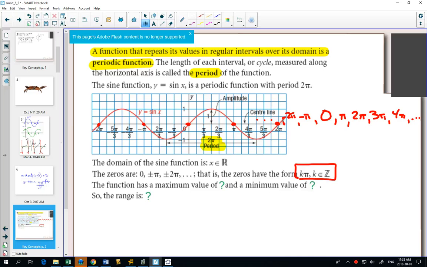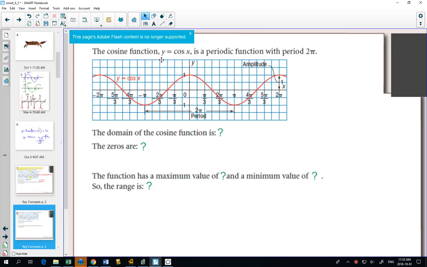All right? The function has a maximum value of 1, a minimum value of -1, so that means our range is between -1 and 1. And that is our sine function. We could look at the same thing for cosine. Cosine also repeats itself once around the circle, so it also has a period of 2 pi. Cosine also has a maximum value of 1, minimum value of -1, so the range is the same.